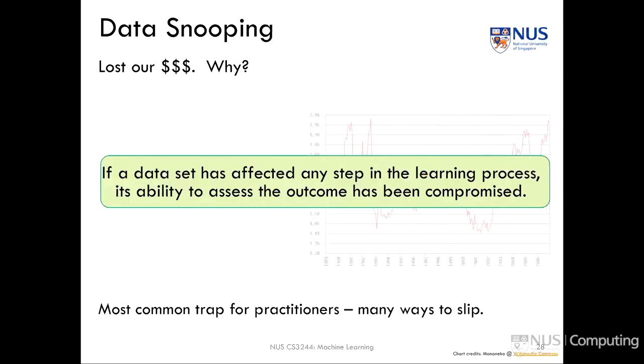So to conclude about this part, we'd have to say that if a data set has affected any step in the learning process, here normalization and scaling, its ability to assess the outcome has been compromised. This is why earlier we saw that we're going to test on a validation set instead of the actual test set when we're trying to pick parameters for our model. And this is actually very subtle. Many people, even data scientists with a lot of years of practice, will fall into this trap, okay?